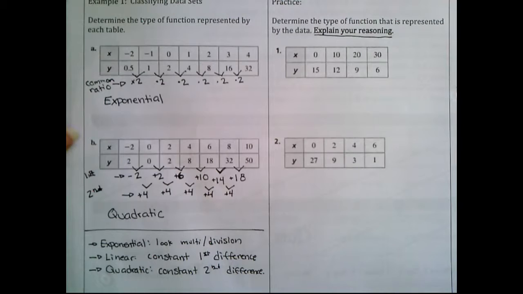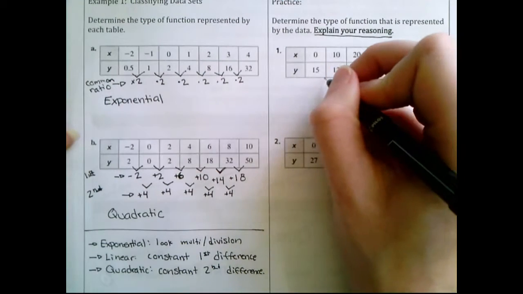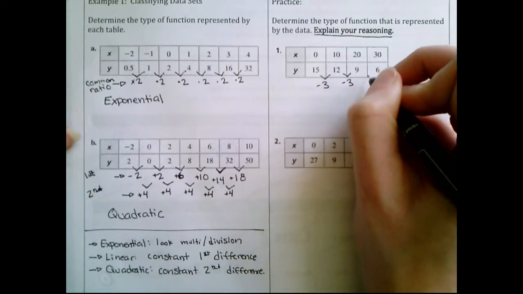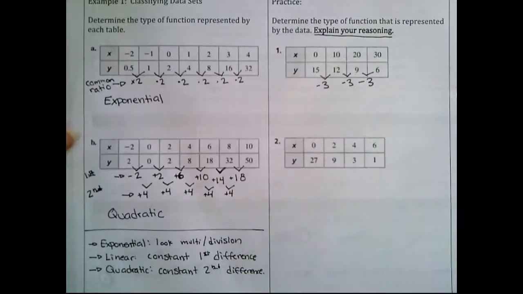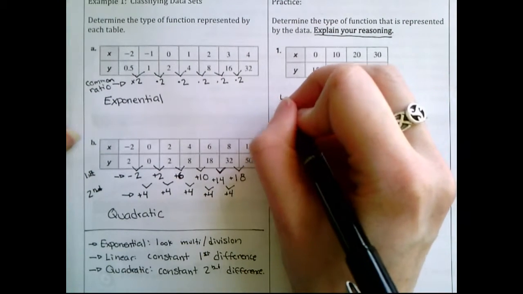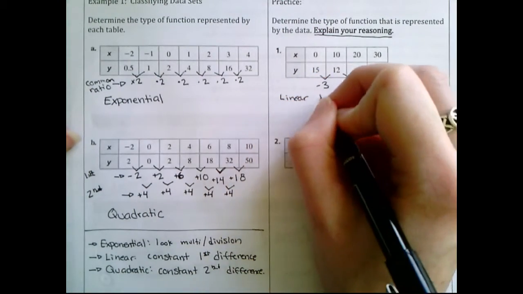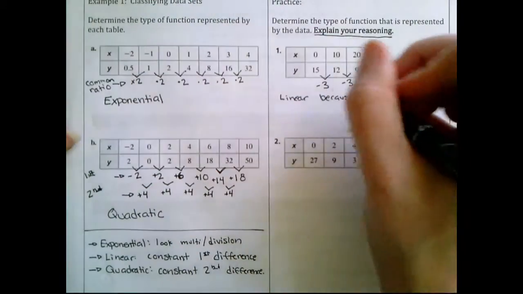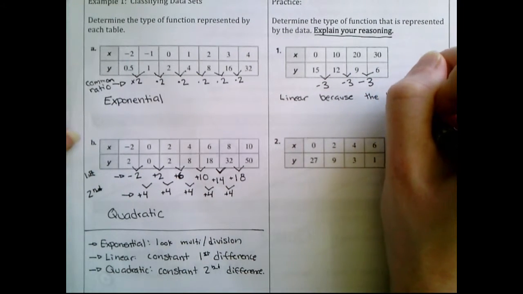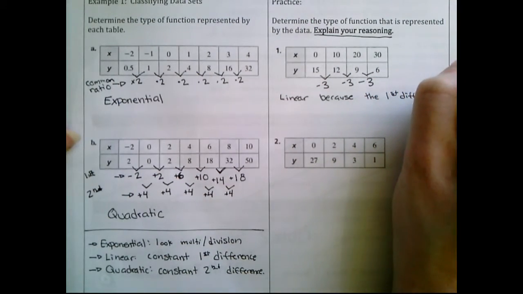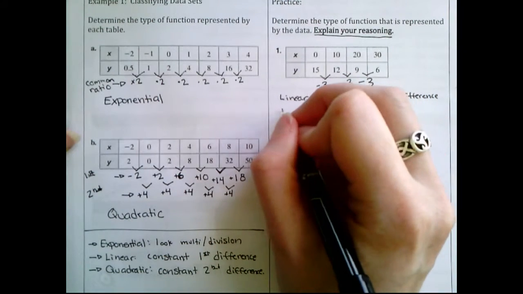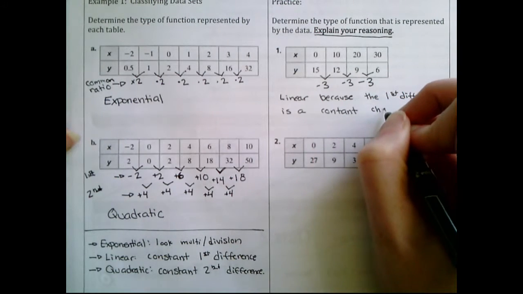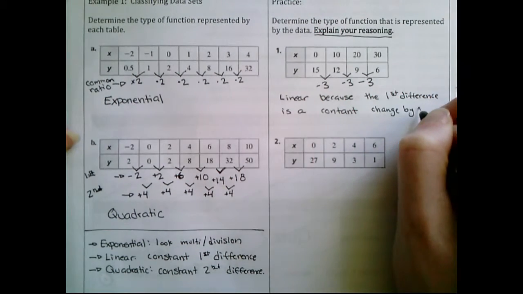So first thing I'm going to say, okay, 15 to 12, there's really no good division here to get between each of these numbers. But if I look here, oh, this reduced by 3, reduced by 3, and reduced by 3. So I'm going to say this is a linear function then, because we're really going to make sure to use our vocab for this reasoning, because the first difference is a constant change by -3.